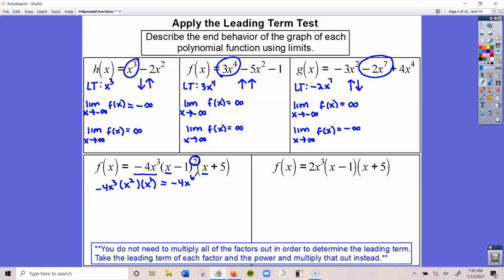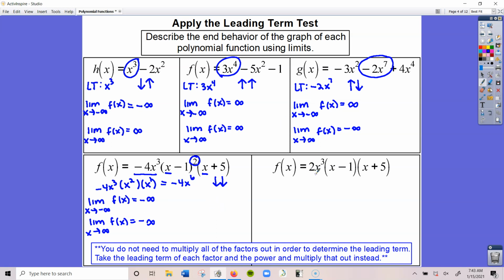So now let's draw our arrows. Because the leading coefficient is negative, that means that the right side is going to go down. And since the exponent is even, that means that the left side will go in the same direction, so also down. So that means that both of my limit statements would be equal to negative infinity. So the limit as x is approaching negative infinity of f of x, so the left side, is equal to negative infinity because it's going down. And the limit as x is approaching positive infinity of f of x, so my right arrow, is also equal to negative infinity.